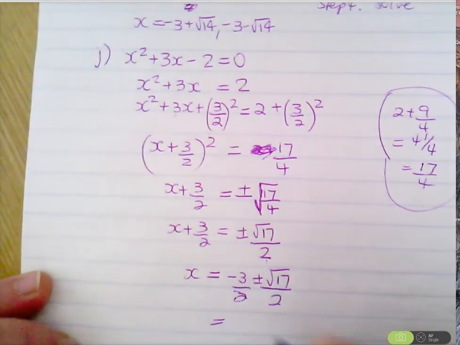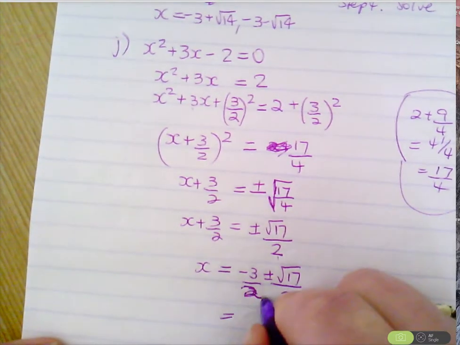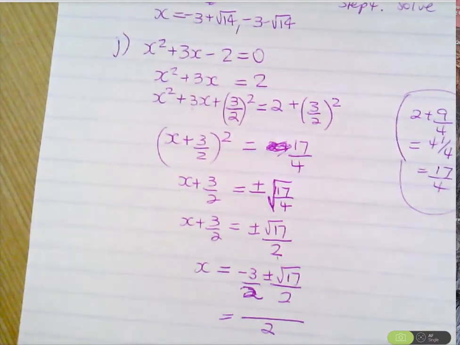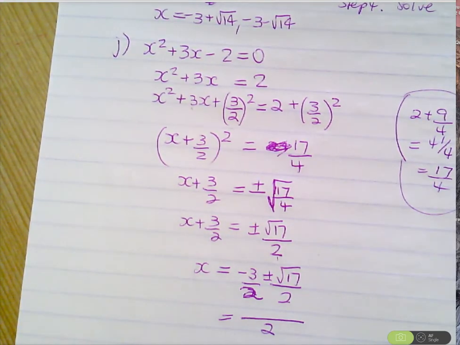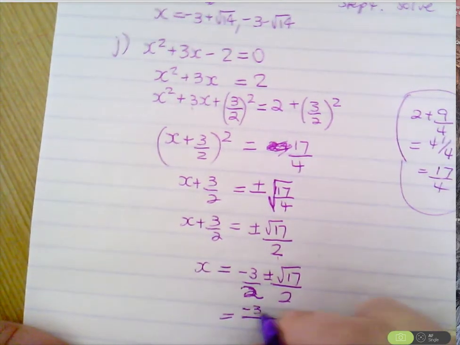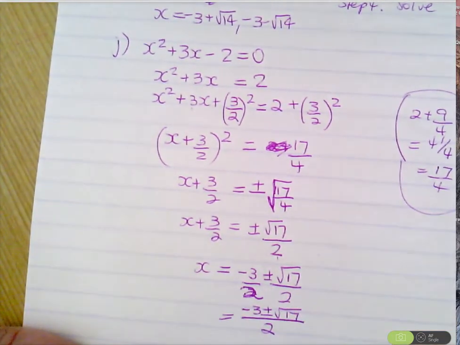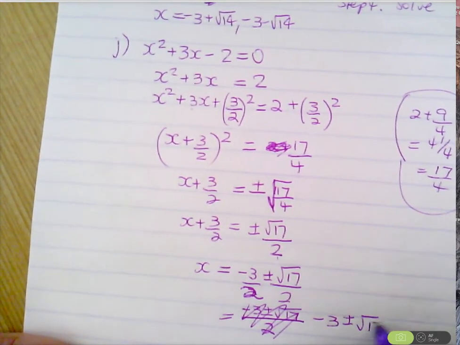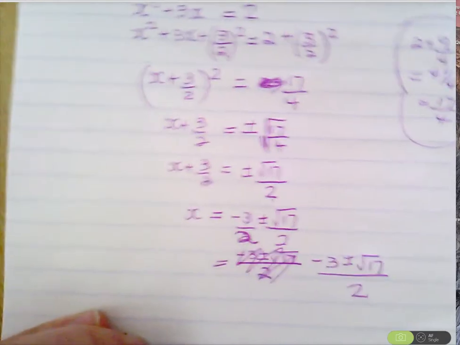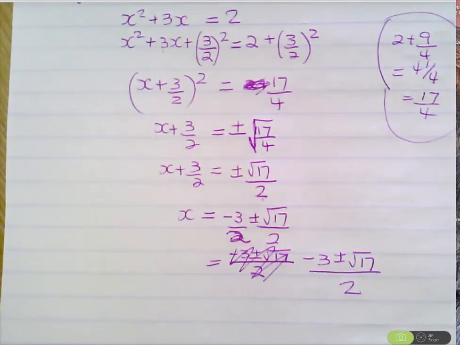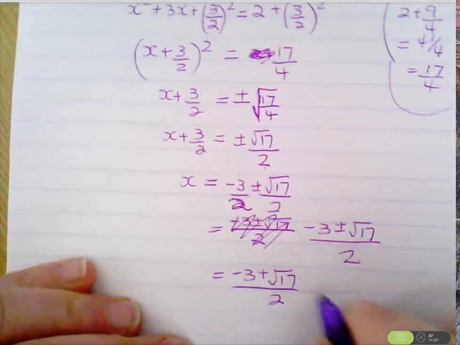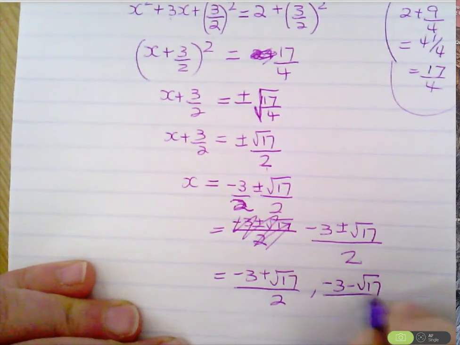Girls, if you've got two fractions and the denominator's the same, you keep one denominator. If the denominators are the same, can't the fraction be written over the same denominator? And it becomes negative 3 plus or minus square root of 17. I'll write that bigger. So this is negative 3 plus or minus the square root of 17 over 2. Because the denominators are the same, don't write it as two separate things. So therefore your two answers are negative 3 plus root 17 over 2 and negative 3 minus root 17 over 2.